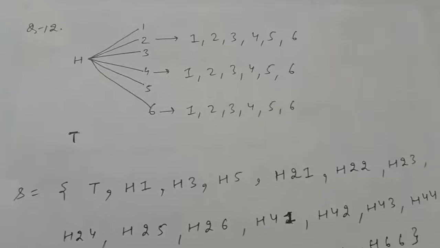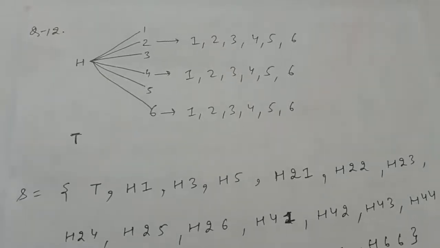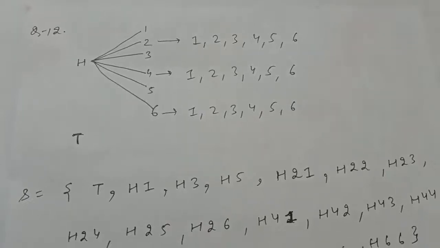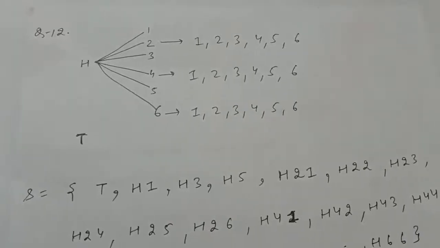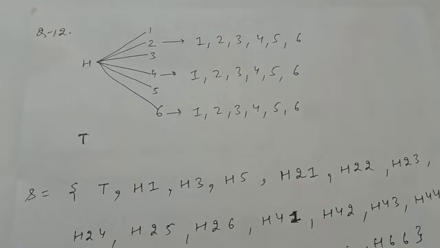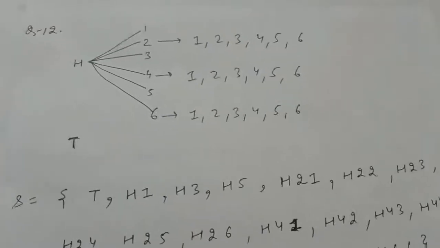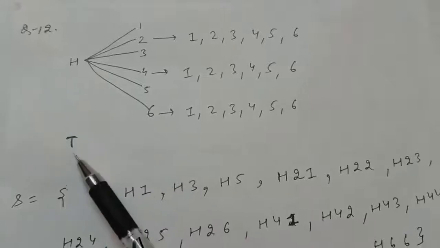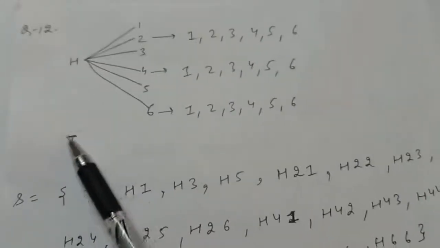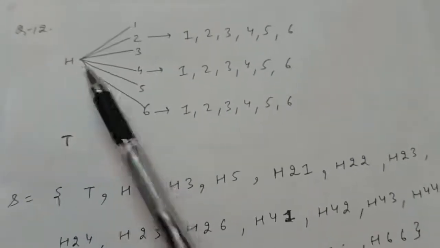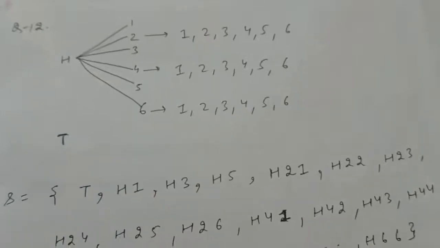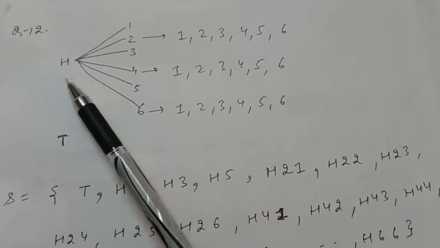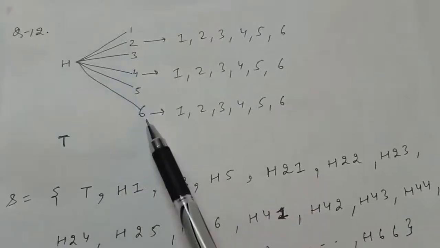Now question number 12: a coin is tossed. If the outcome is a head, a die is thrown. If the die shows up an even number, the die is thrown again. What is the sample space? So first of all we have to toss a coin. The outcomes will be head or tail. If tail comes, then we have to do nothing. But if head comes, then they have said roll a die. The outcomes can be these 6.